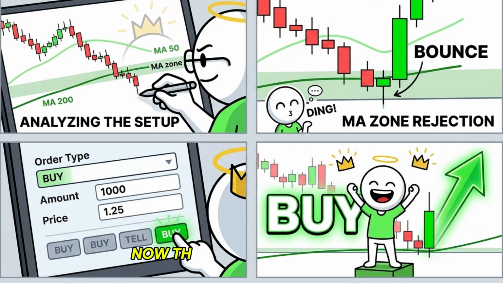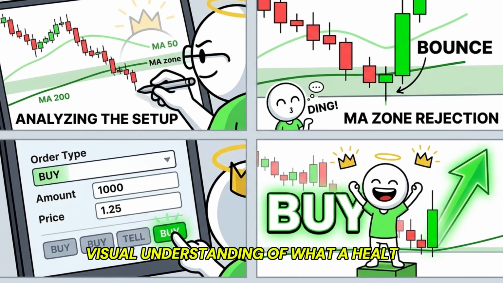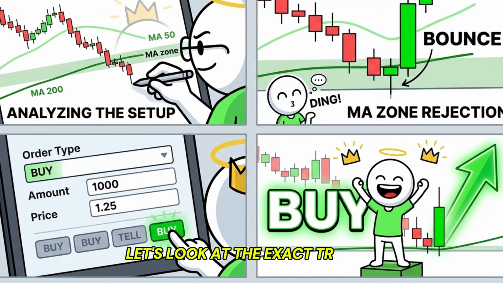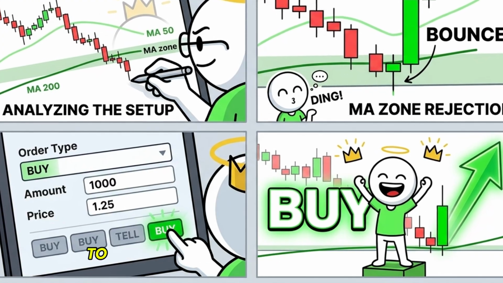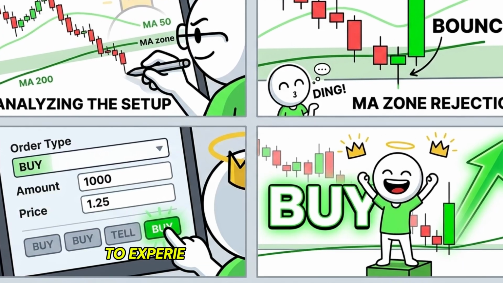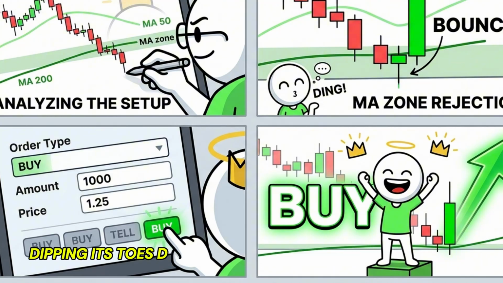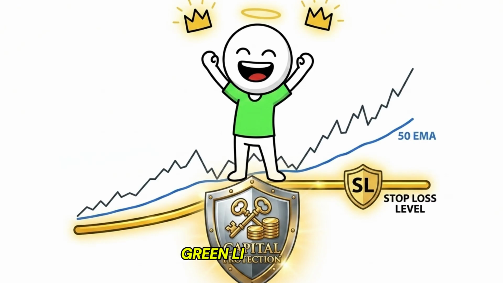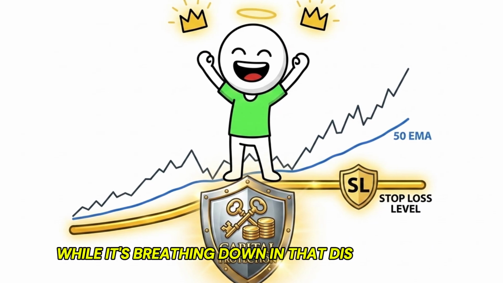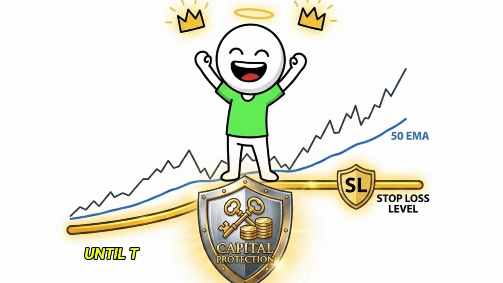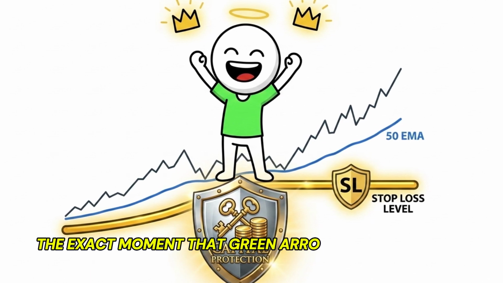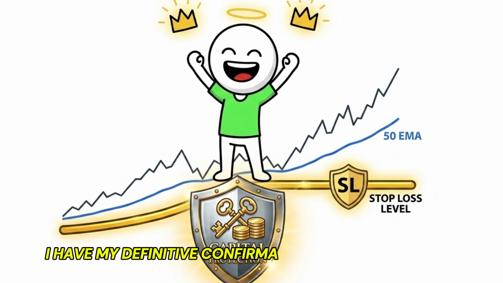Now that we have a flawless visual understanding of what a healthy, trending environment looks like through the lens of our moving averages, let's look at the exact trigger that tells me it's time to risk capital. To trigger a high probability long entry, I patiently wait for the roaring price action to experience a temporary pullback, dipping its toes directly underneath the fast 20 period green line, or scaling even deeper down under the 50 period yellow line. While it's breathing down in that discount zone, I keep my eyes glued to the candles until the Williams fractal prints a clean green upward arrow. The exact moment that green arrow matures on the chart, I have my definitive confirmation to execute.